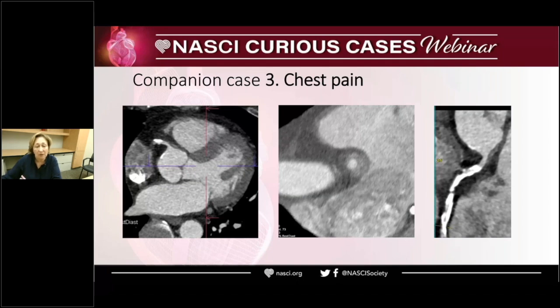So those three cases, I thought that would be a terrific comparison. What is SCAD and what is not particularly considered as SCAD. So any comments on that one?